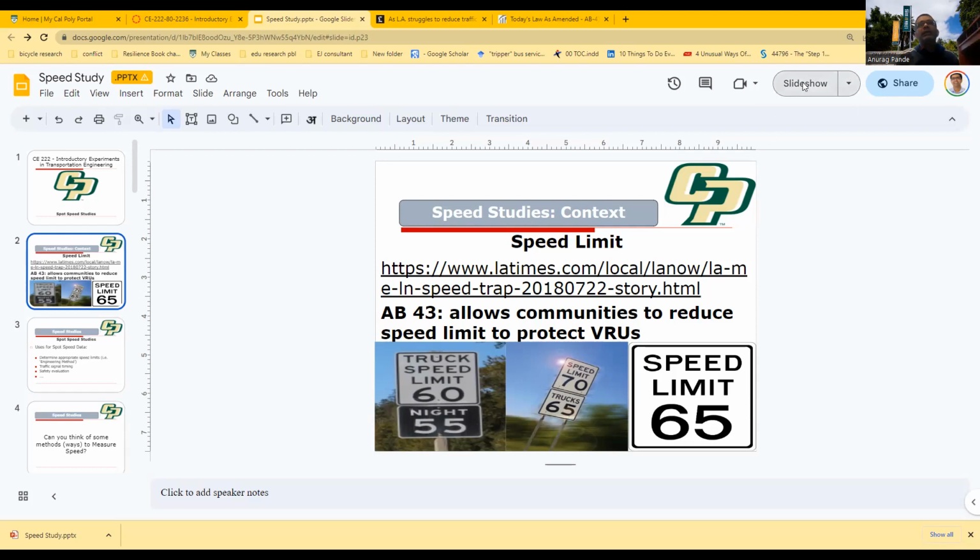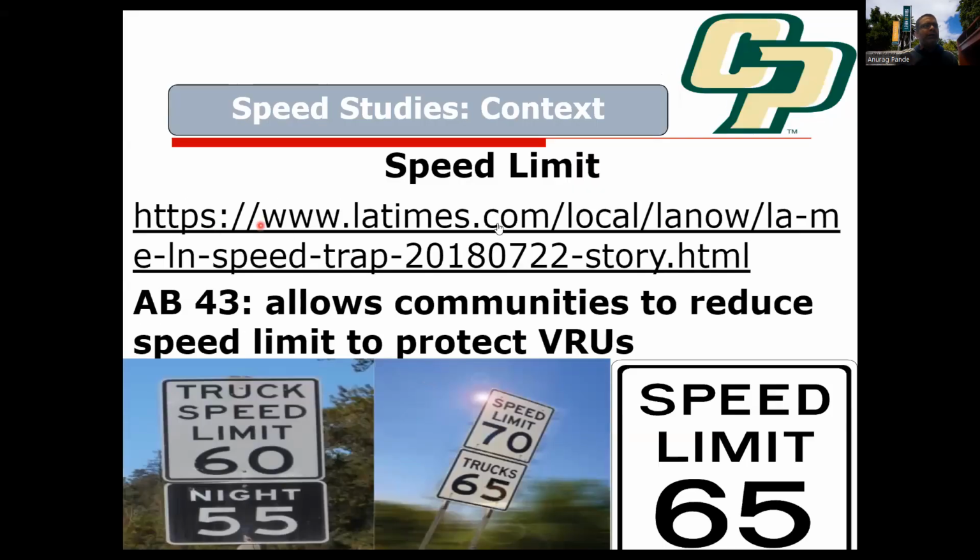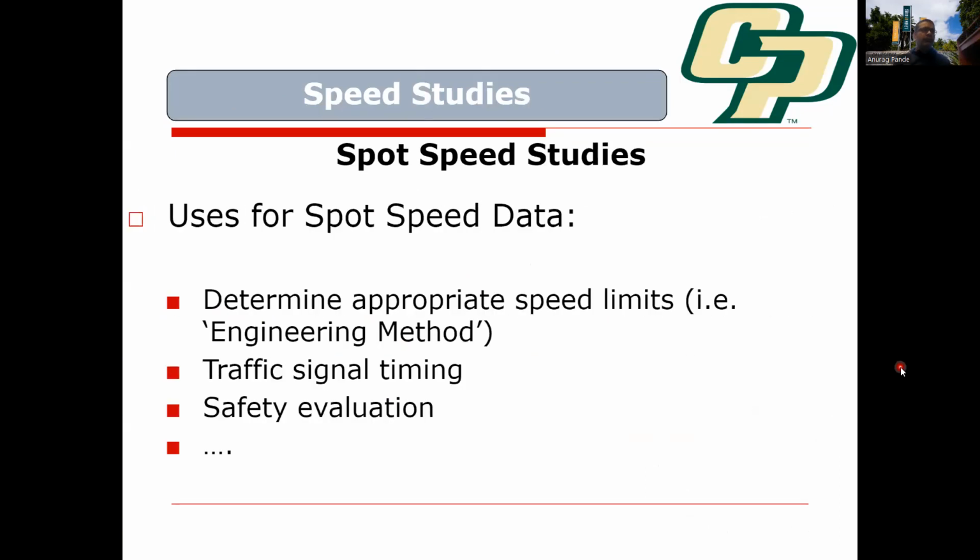So let me go back to my slideshow now. I would encourage you to read this news story, watch the accompanying YouTube video, and then read about AB 43, which allows communities to reduce the speed limit to protect vulnerable road users, VRUs. So we use the spot speed data to determine the appropriate speed limit. That's the engineering method. And again, as I said, this is only one piece of it.